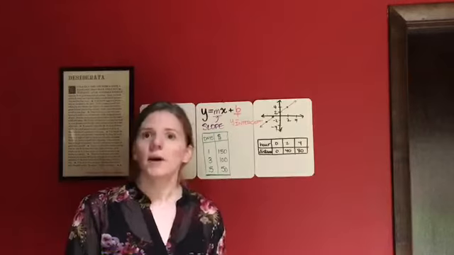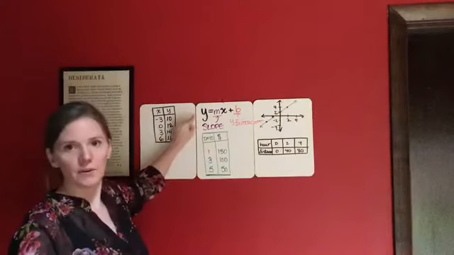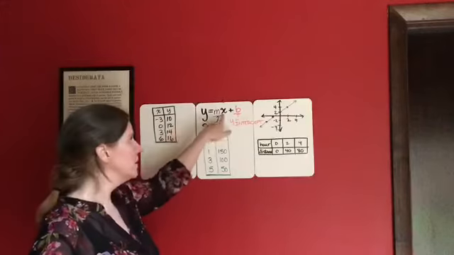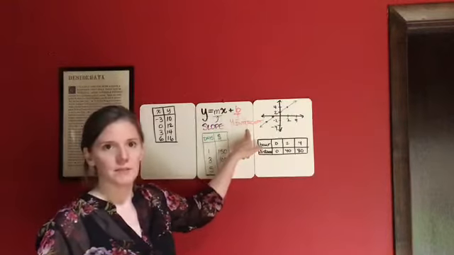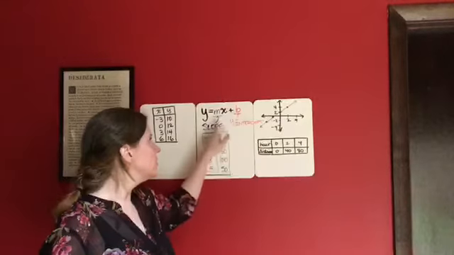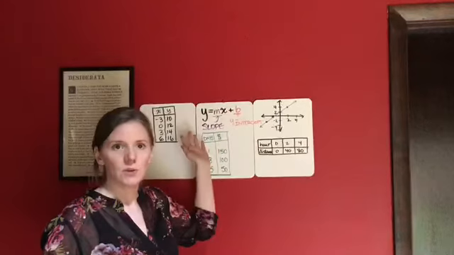We have been learning about the slope-intercept form of a line. That's this part right here: y equals mx plus b, where m represents slope and b represents the y-intercept. And basically this is your formula for writing a line. If you know its slope and you know its y-intercept, you can make it into an equation.